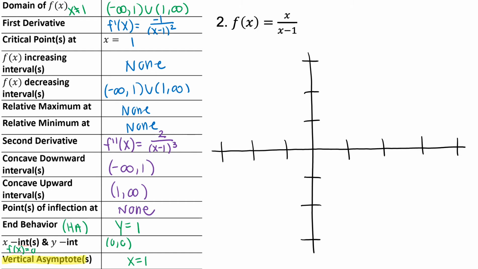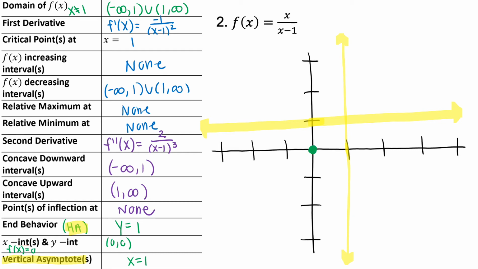Our vertical asymptote happens at x equals 1, so I'm going to add that vertical line in highlighter. And my horizontal asymptote happens at y equals 1, so I can go ahead and add that horizontal line in highlighter. Again, that's just to help me so I know where the branches of my graph are going to be. From here, I'm going to plot any points that I know are on my graph. I have my x and y intercept at the origin 0, 0, so I can add that point.